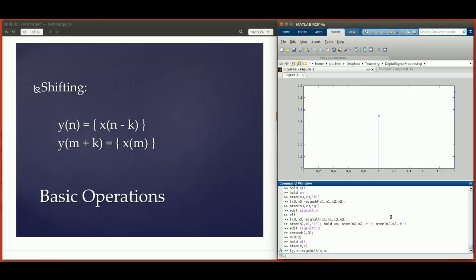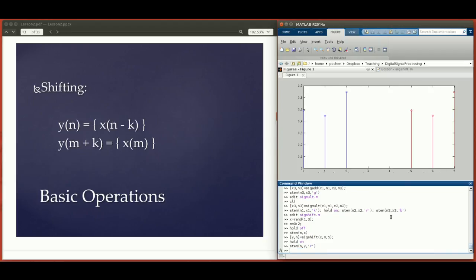And suppose I would like to shift it by 5, suppose. And then let's hold on to the old plot and then stem my, but let's use red. So this is the original signal and this is the shifted signal.